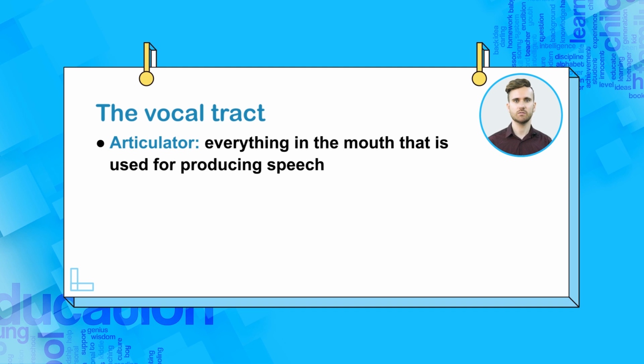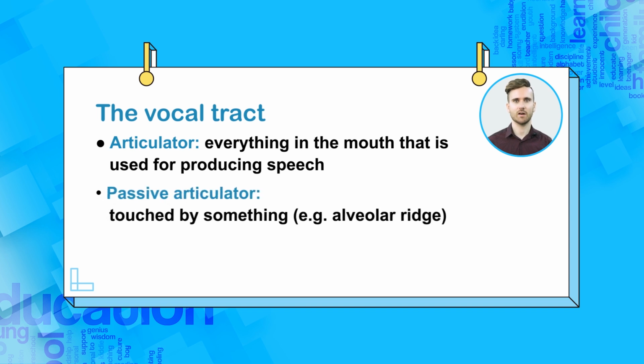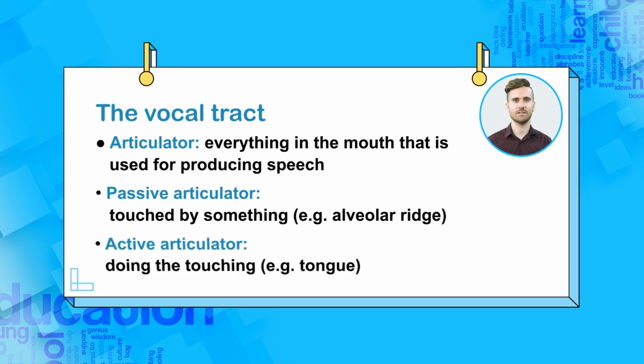Everything in the mouth that is used for producing speech is called an articulator. It is an articulator if it is touched by something, or if it does the touching. If it is touched by something, it is called a passive articulator. For example, the alveolar ridge, because it is touched by the tongue to make speech sounds. If it does the touching, it is an active articulator. For example, the tongue, because it touches several parts of the mouth to make speech sounds.